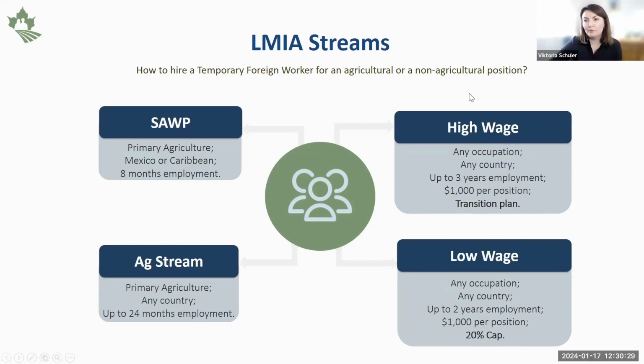For the high wage stream, again any country, any occupation, it could be up to 3 years of employment, still with a $1,000 processing fee per position. And you need to have a so-called transition plan. If you're doing your LMIA for the first time, you will be required to submit information on the activities that you plan to undertake as an employer to try to hire Canadians or permanent residents. And there are 5 distinct activities. If you're doing your second or third LMIA and you submitted a transition plan in the past, they will circle back and ask you to provide a summary of the activities that you planned to do in the LMIA application where the transition plan was submitted.